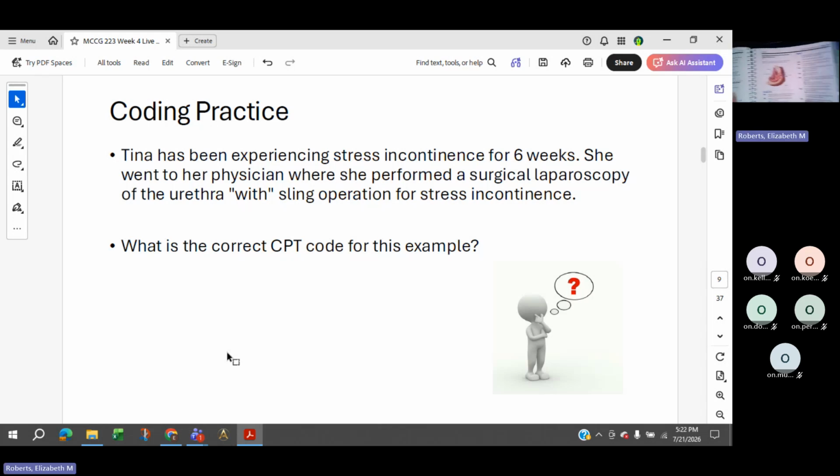57287 is removal or revision of sling for stress incontinence. So yep, we know we're correct. Interesting here, and this is an important thing to note: the correct code here is 51992.